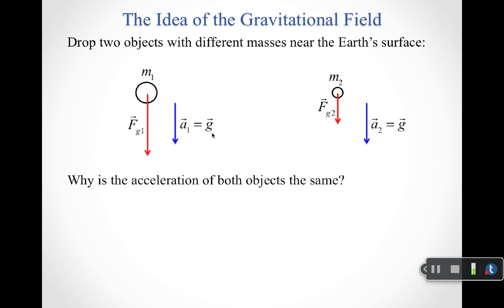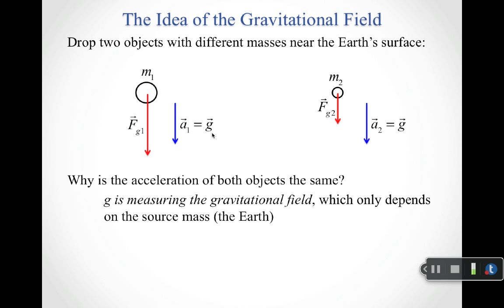And the reason this makes sense, so why is the acceleration of both objects the same? The reason this makes sense is because what up until now we've referred to as the gravitational acceleration is actually measuring the gravitational field, which only depends on the source mass, which in this case is the Earth, and how far away you are from the Earth, which we happen to be near the surface. So we're basically one Earth radius away. So in some sense, we've dealt with the gravitational field since we first started talking about gravity. We just didn't think of it in terms of the gravitational field, but that's what it was.